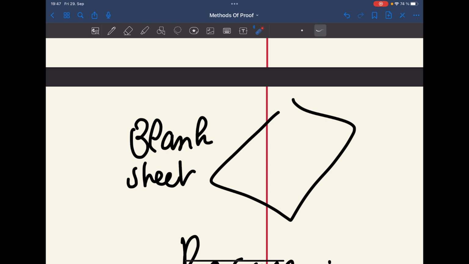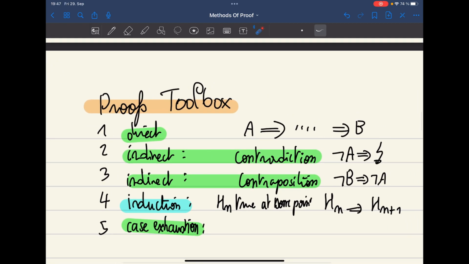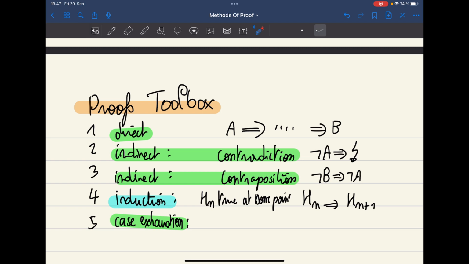Okay. Here is the answer. There are 5 proofs in our toolbox. The direct proof, then 2 indirect proofs, which are the contradiction proof and the contraposition proof. Then there is the induction proof. And lastly, there is the case exhaustion proof.